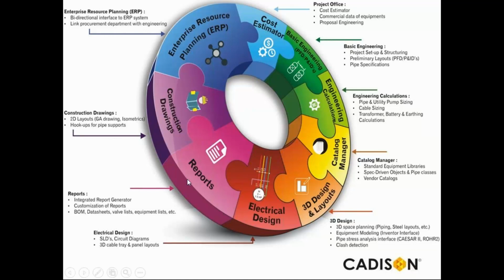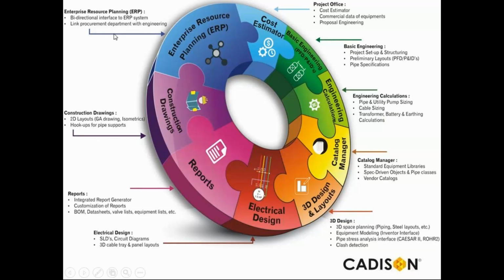Inbuilt inside CADISON with all these modules is our report generator. This integrated report generator is very useful in creating customized reports. These reports can be lists, BOMs, data sheets, valve lists, equipment lists, and so on. To every 3D model, the other major requirement is the extraction of drawings. CADISON creates construction drawings, equipment layouts, piping GAs, and isometrics right from the designer. Also, hookups from the piping supports can be extracted.